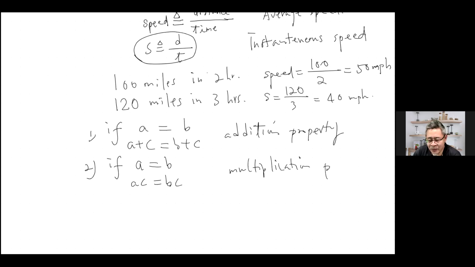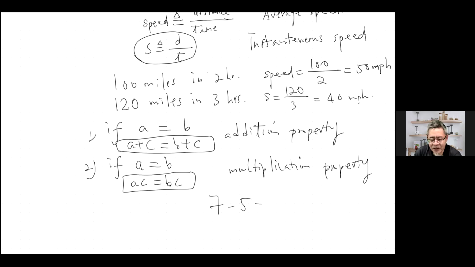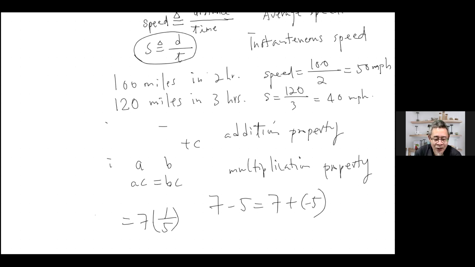So that's basically what we do. Of course, in algebra, when we say add, that also includes subtraction. And multiplication includes division, because subtraction, like 7 minus 5, is simply 7 add -5, and 7 divided by 5 is 7 times 1/5. So in algebra, we say we only have those two properties, the addition property and the multiplication property. That's what we use if we want to move terms to the other side of the equation.